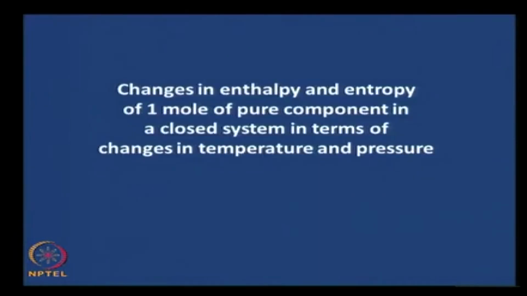Today let us begin by looking at the changes in enthalpy and entropy of 1 mole of a pure substance in a closed system in terms of changes in temperature and pressure. As you are comfortable by now, temperature and pressure are easily measurable, and we are going to look at changes in enthalpy and entropy as a function of the changes in temperature and pressure.